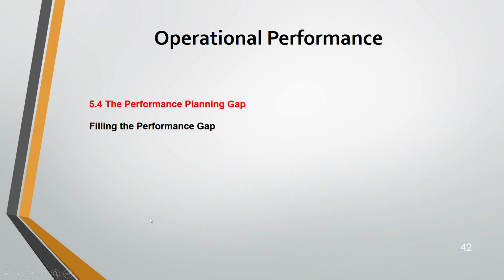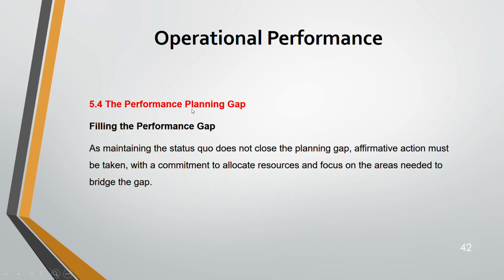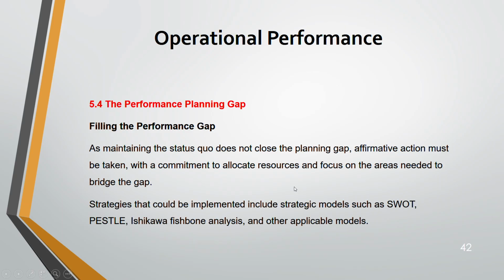So how do you fill this performance gap? If you want to maintain the status quo, remember, it will not close the planning gap. You have to take some action. You have to commit, allocate resources, and also focus on areas to close the gap. So strategies, you can use the strategies, for example, that are included in the models that I've covered in lecture 1. We have gone through the strategic models, right? SWOT analysis, then Ishikawa fishbone analysis, which we have not covered yet, which we are going to cover, and other applicable models can be used.